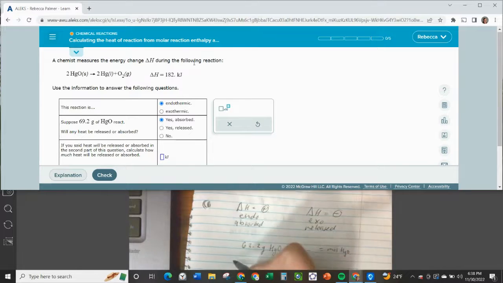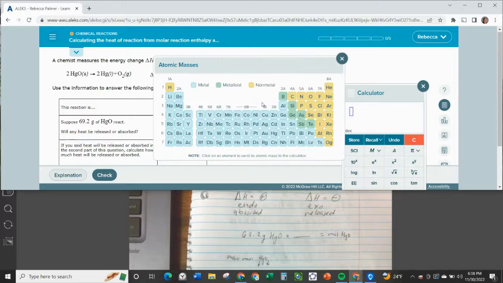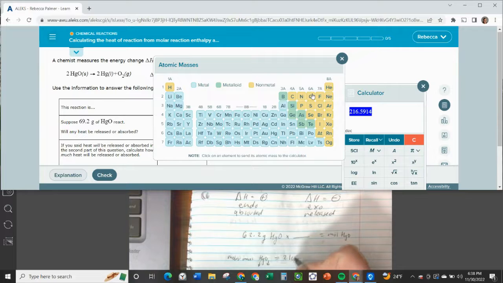So I need the molar mass of HgO. Remember, for the molar mass, we just need to add Hg and O. So I'm going to do that on my ALEKS calculator. Hg is over here. I'm going to add O, and that gives us a molar mass of 216.5914. And remember, the units for this are grams per mole. Okay, so this is my molar mass.